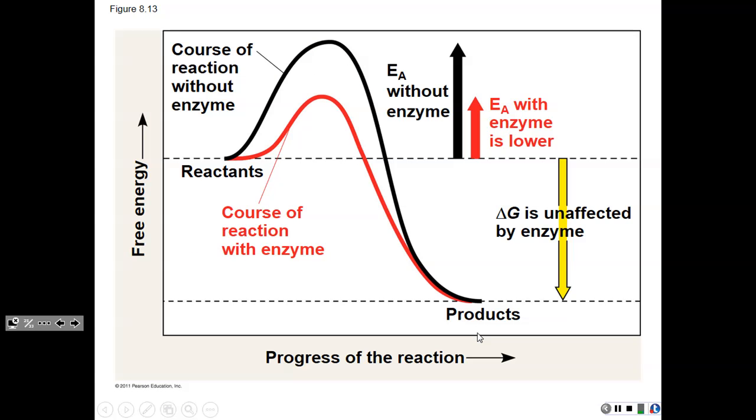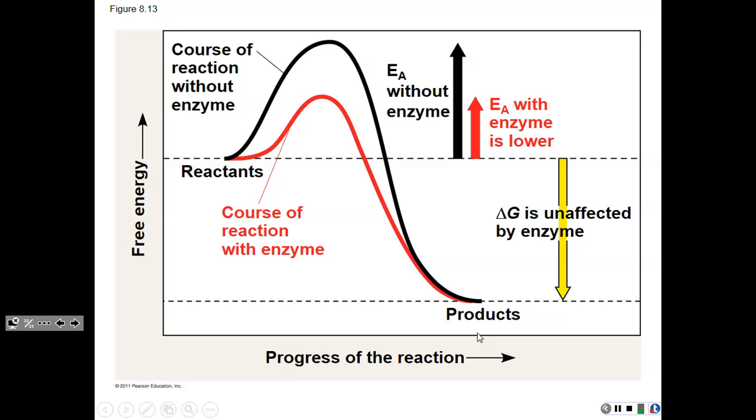Here's pictures that tell you the same thing that I've just been talking about. In the absence of a catalyst, the black line shows you how much energy you have to invest to get to that transition state. Very simply, you put an enzyme in there, you put a biological catalyst into the mix, and the amount of energy that you need to invest is less. It's easier to pass through that transition state.